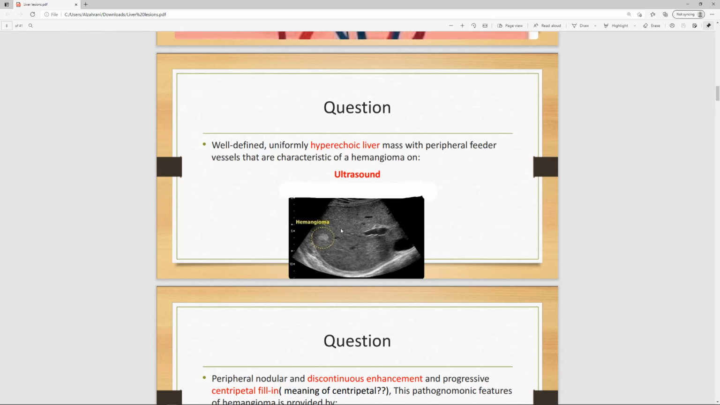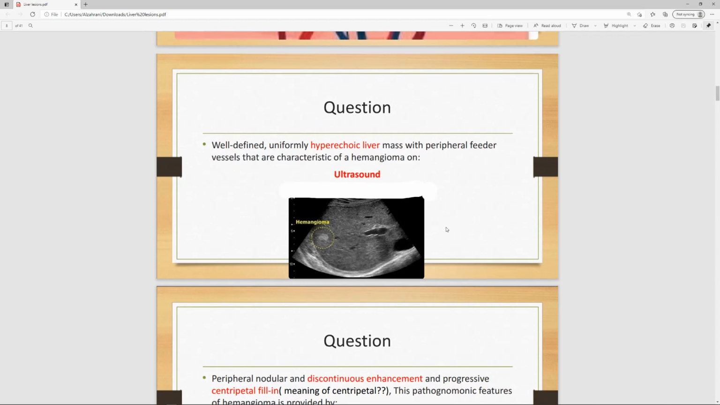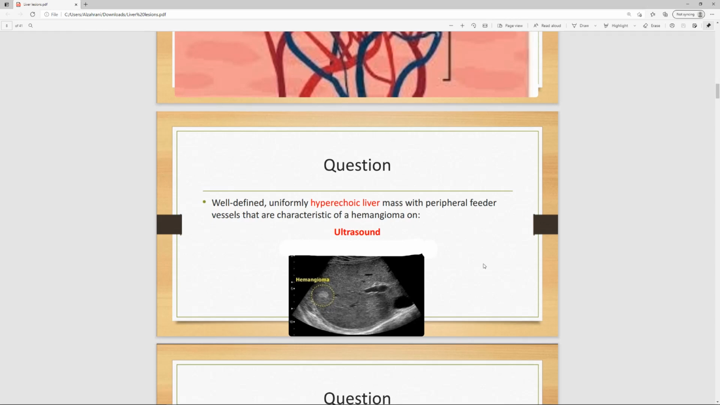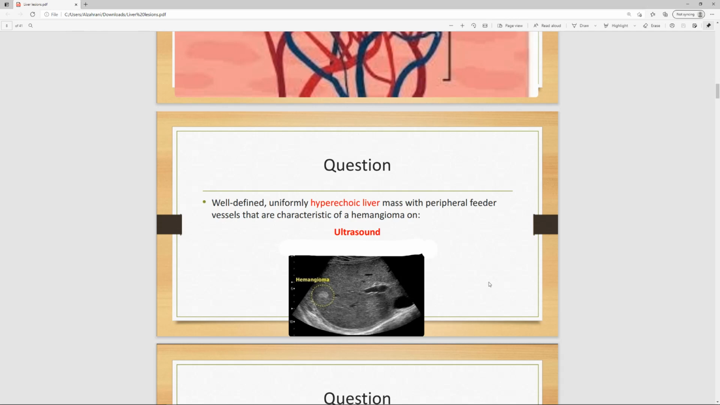Unfortunately, in this picture or many ultrasounds, you will not be able to detect peripheral feeder vessels. But keep in mind, whenever they say hyperechoic liver mass with peripheral feeder vessels, we are talking about hemangioma. As I mentioned earlier, hemangioma is made up of blood vessels. Hyperechoic indicates ultrasound. You can see here the mass.